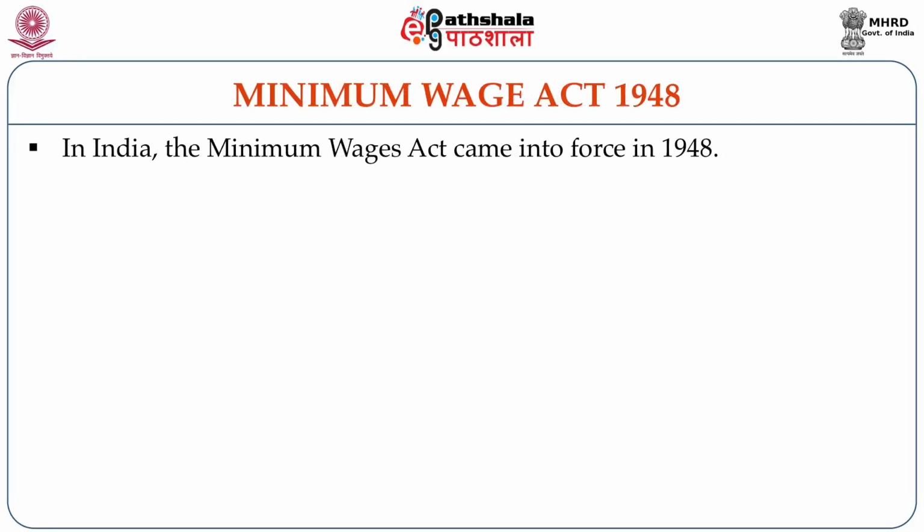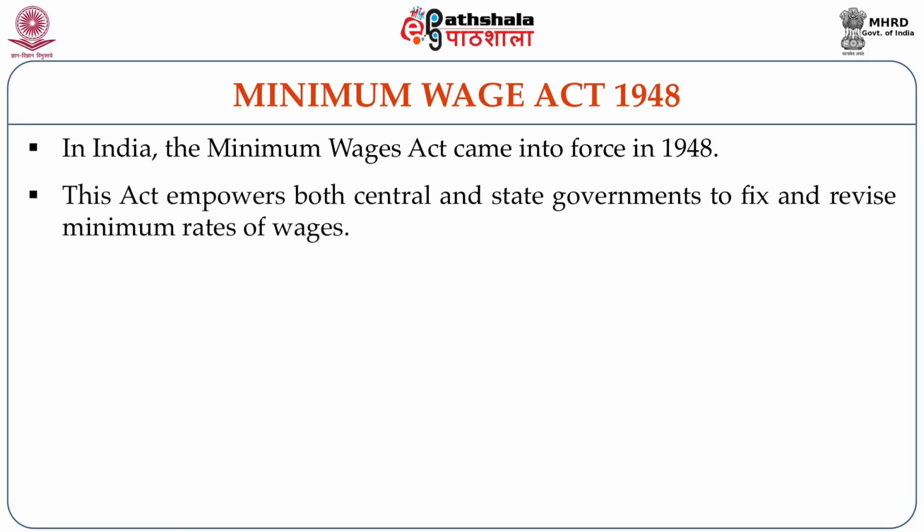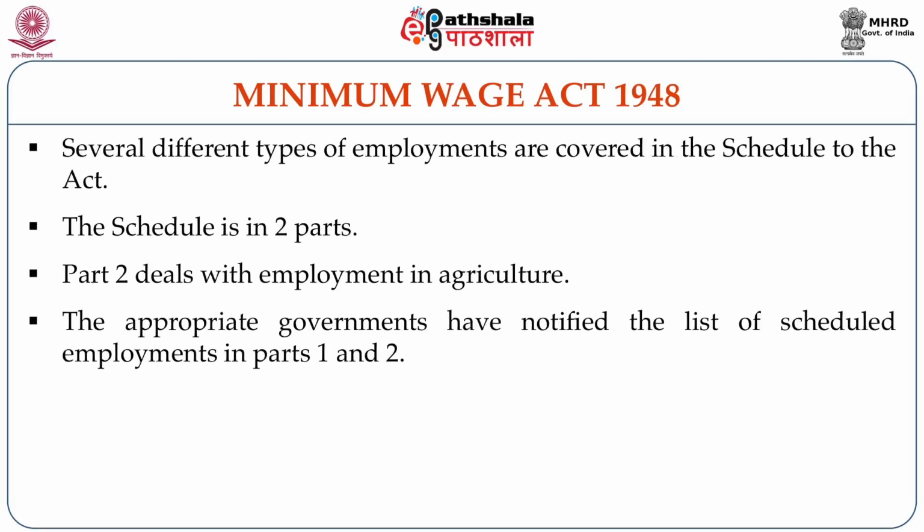In India, the Minimum Wages Act came into being as one of the earliest legislations in the country in 1948. The Act empowers both central and state governments to fix and revise minimum wage rates. Several different types of employments are covered in the schedule to this Act. The schedule is in two parts. Part 2 deals with employment in agriculture. The appropriate governments have notified the list of scheduled employments in Part 1 and 2.